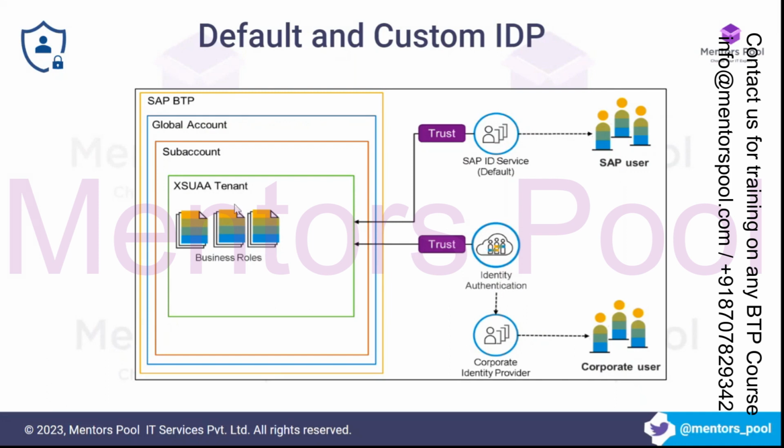So I can create trust between all your applications and this IAS, and IAS can trust any corporate identity you have, and your authentication will happen as it is. It will show you the Microsoft Azure AD screen whenever you are trying to log in to an application which is in BTP. It will not show you the identity authentication screen if you want to do this. That is always possible.